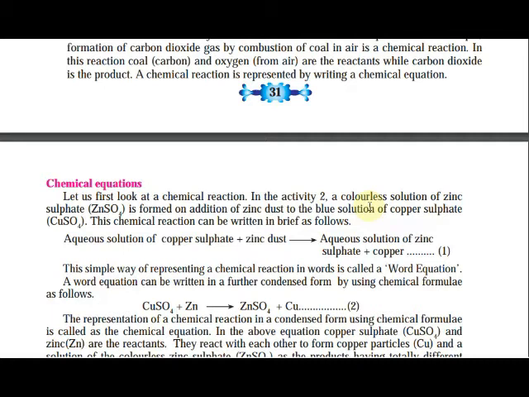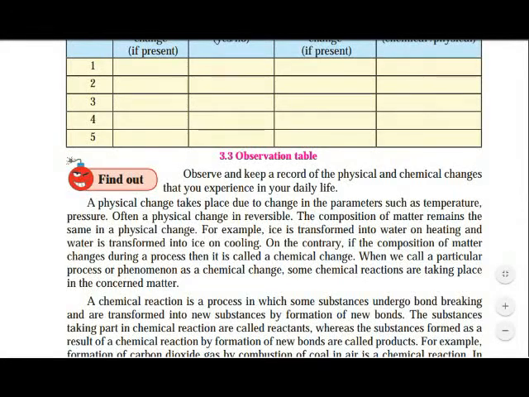But when the chemical reaction is written in condensed form using chemical formulae, CuSO4 is the chemical formula of copper sulfate. ZnSO4 is the chemical formula of zinc sulfate. Zn is zinc and Cu means copper. When CuSO4 and Zn react with each other, what is formed? ZnSO4 plus Cu. They are formed. Understood? So in this reaction, the reaction is given with chemical formulae.